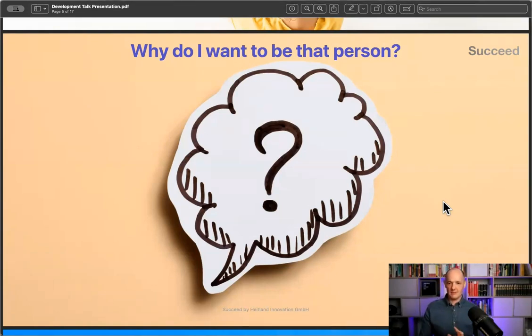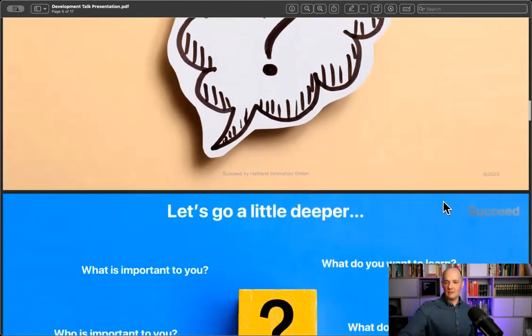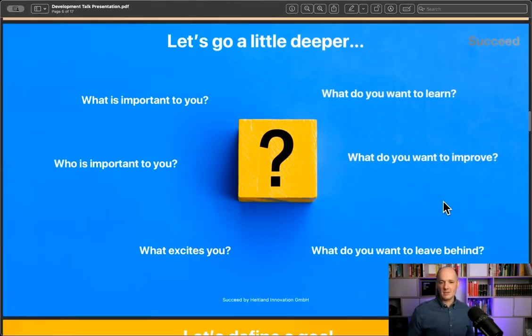If you have discovered this, then we circle back where we say, okay, now let's go a little bit deeper and help you to understand things more. These are just questions that help you to give them a little bit more meat on the bone. So what is important to you in life? And then they come up with a couple of 4 or 5 things that are important to them. Who is important to you? So they come up with a couple of people that are important to them.